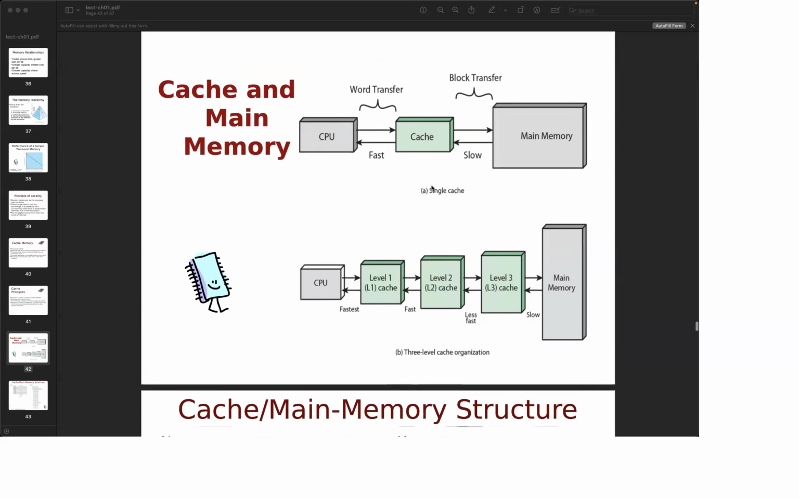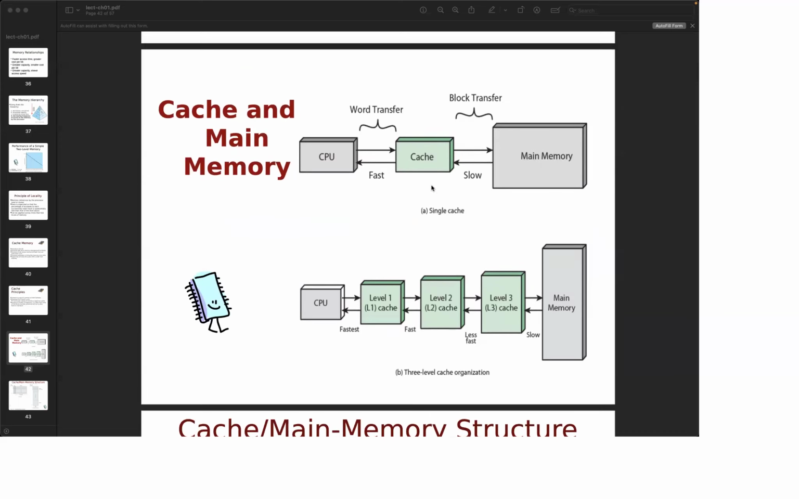Is the cache used by every program, or is it just certain programs?